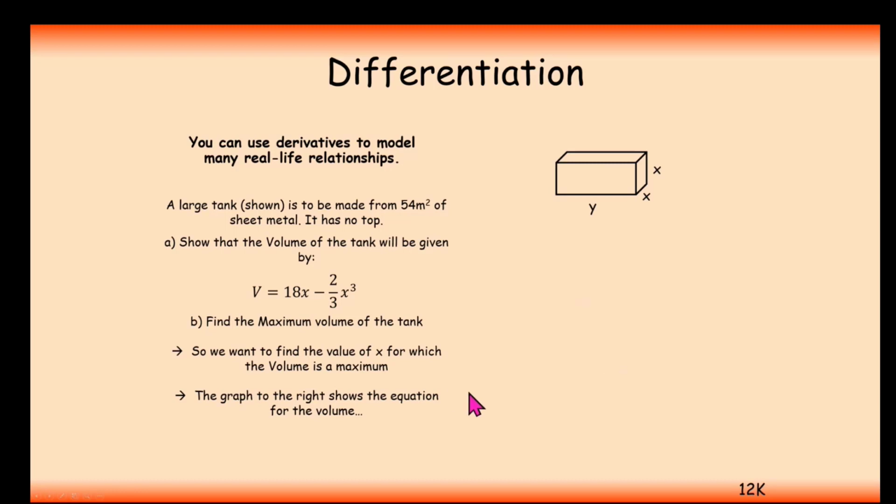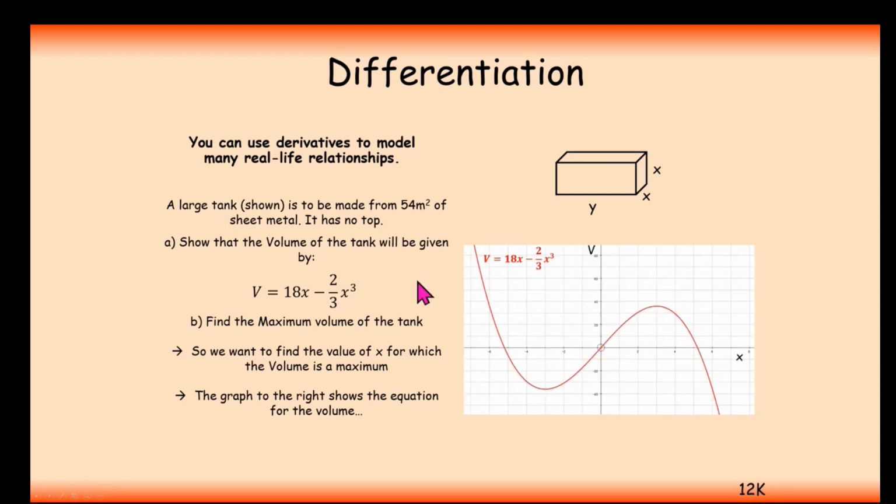Now, I'm just going to show you the equation for the volume. This is the equation of the graph. So the maximum volume, you can see, is right there. So in terms of gradient, what is the gradient of this line here? 0, it is, because that gives us what we call a local maximum. So that's the gradient, m equals 0.